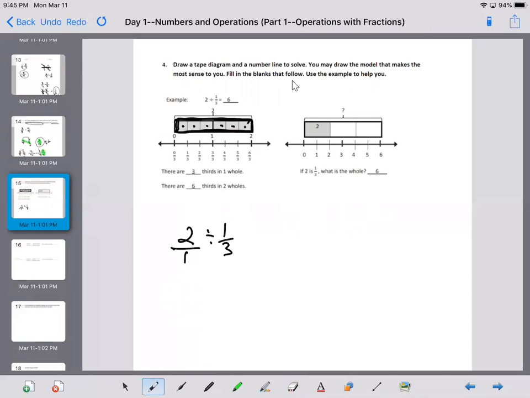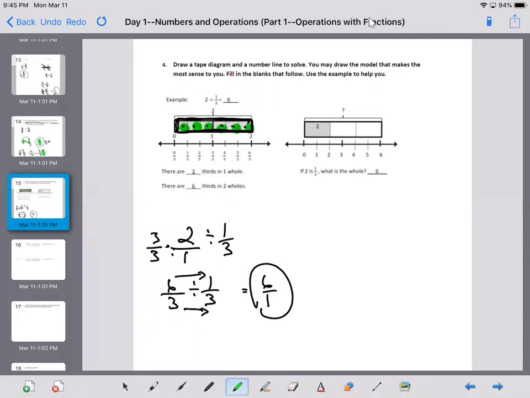So you could think, well, I'm going to multiply by 3 divided by 3. So that'll be 6 thirds divided by 1/3. And so 3 divided by 3 is 1. 6 divided by 1 is 6. So your answer is 6. That's how many 1/3 would fit. And we could see that here in the drawing. 1, 2, 3, 4, 5, 6 1/3. And so that's where we're seeing that there are 6 thirds in 2 wholes.